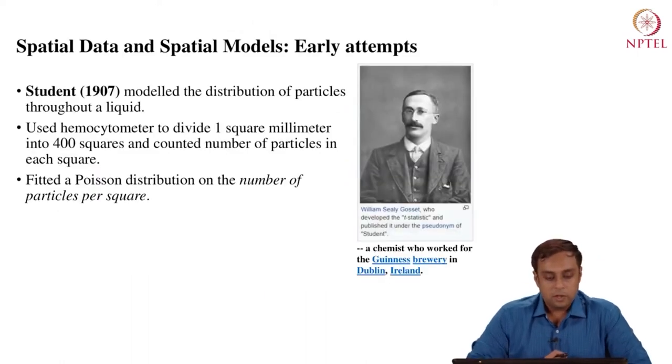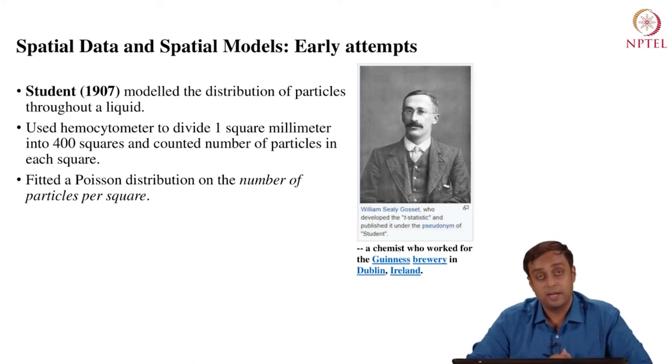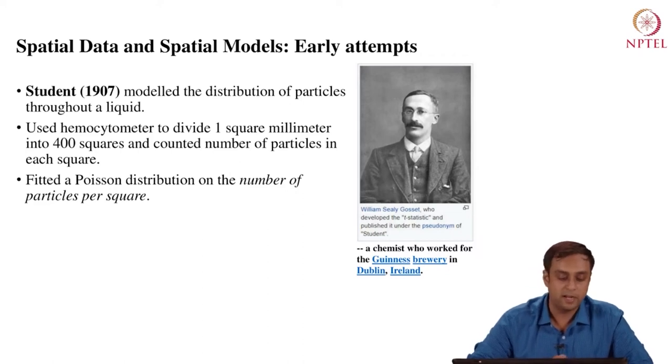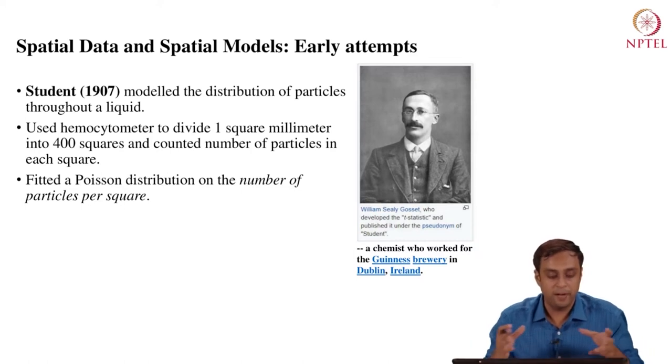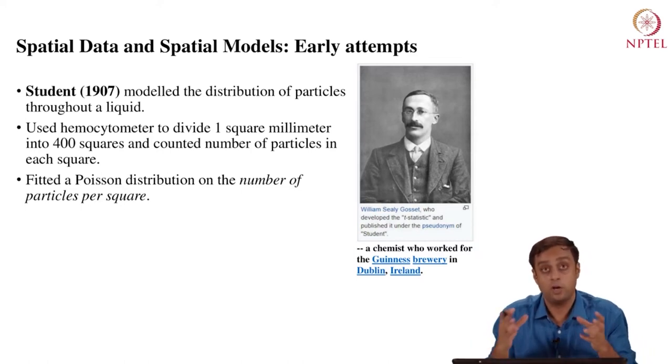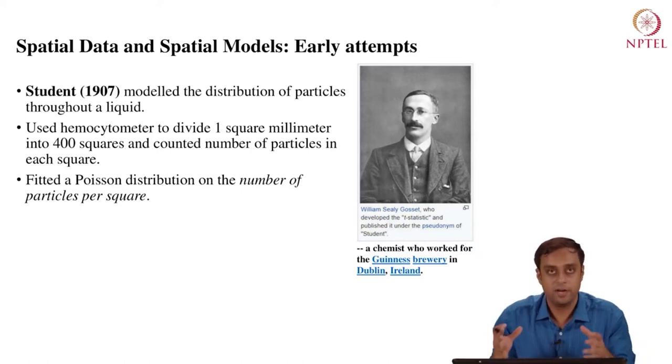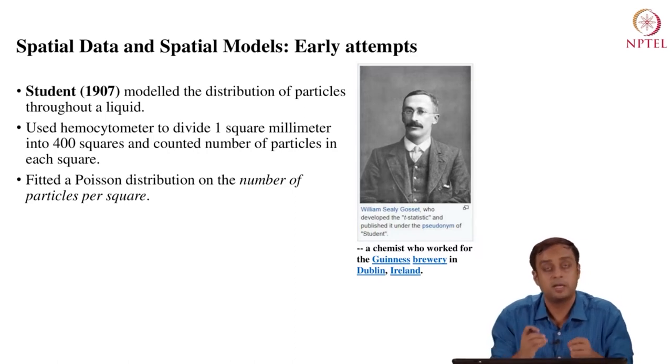Okay, so let's come to spatial data modeling. The earliest attempt one can think of in terms of spatial models was done by a student in 1907 who modeled the distribution of particles throughout a liquid. He divided 1 square millimeter area, sorry, into 400 squares and counted the number of particles in each square.